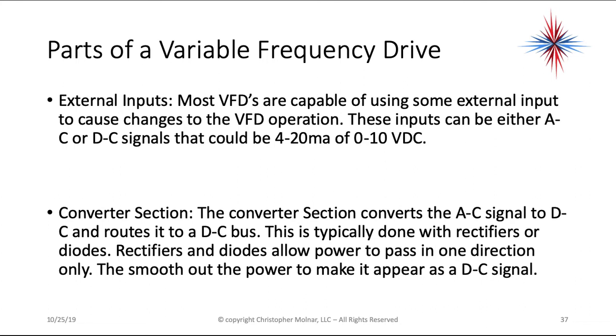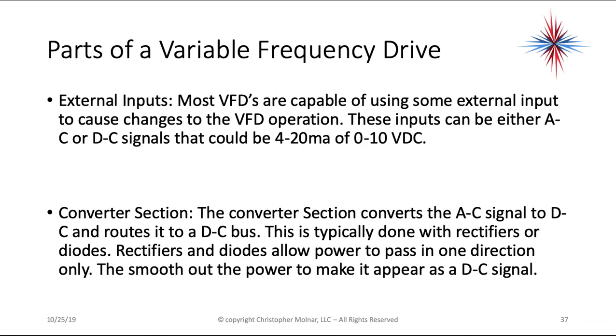External inputs are available on most variable frequency drives. They're capable of using some external inputs to change the VFD operation. These inputs can be AC or DC signals, with a range of 4 to 20 milliamps or 0 to 10 VDC, that's voltage DC. Now, these happen to be the same ranges that are found in most building control systems.